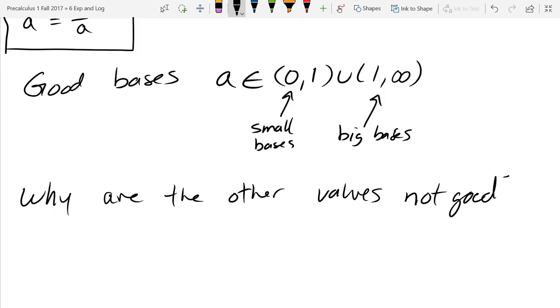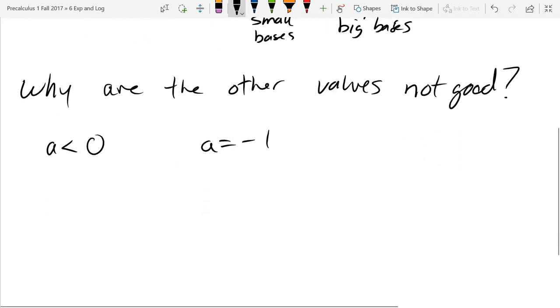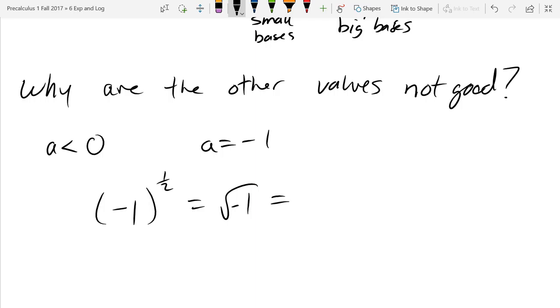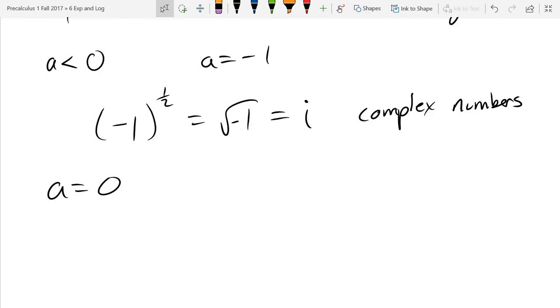So why are the other values bad? Let's start with the worst, which are negatives. The easiest negative number I can think of is negative 1. So we're going to look at negative 1, and why that's not a good base. What is negative 1 to the 1/2 power? That's i. So as soon as you start using negative bases, you're getting into complex territory. So we get complex numbers. Now there is an entire subject called complex analysis that analyzes complex numbers, and you wouldn't get to that until graduate school, so we're going to skip over negative bases. So negative bases are bad.